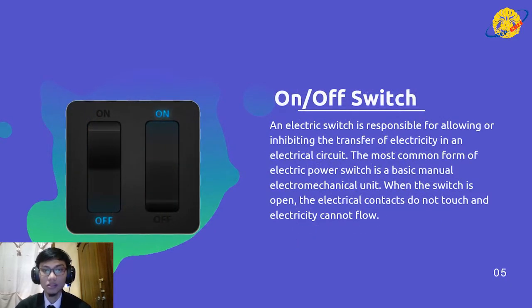And next is the electric switch. This device is responsible for allowing or inhibiting the transfer of electricity in an electrical circuit. As you can see in the picture, that's the common form of an electrical switch, just like basic electromechanical units.